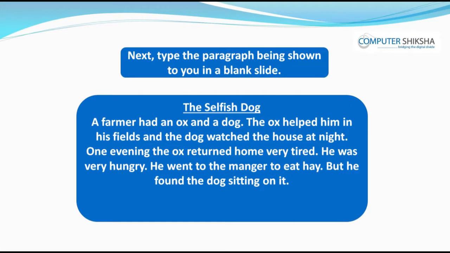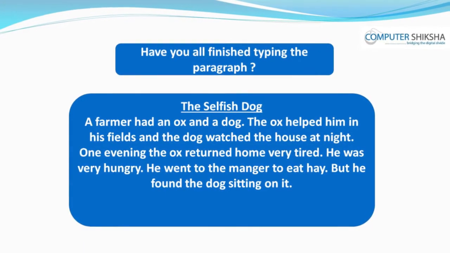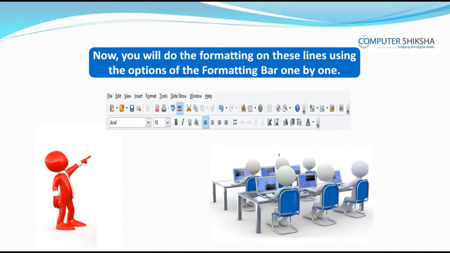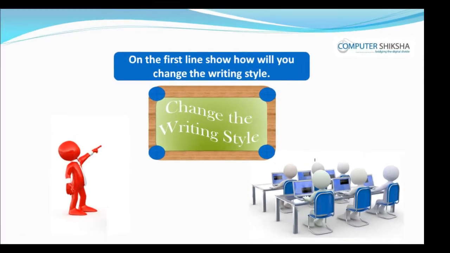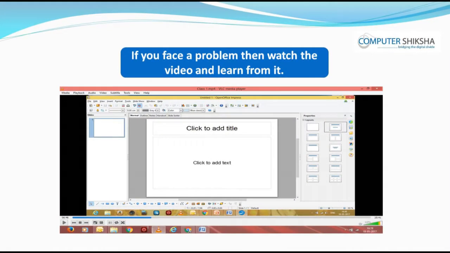Now, type the paragraph being shown to you in a blank slide. Have you all finished typing the paragraph? Now, you will all show how you will do the formatting on these lines using the options of the formatting bar one by one. On the first line, show how you will change the writing style. If you face a problem, then watch the video and learn from it.